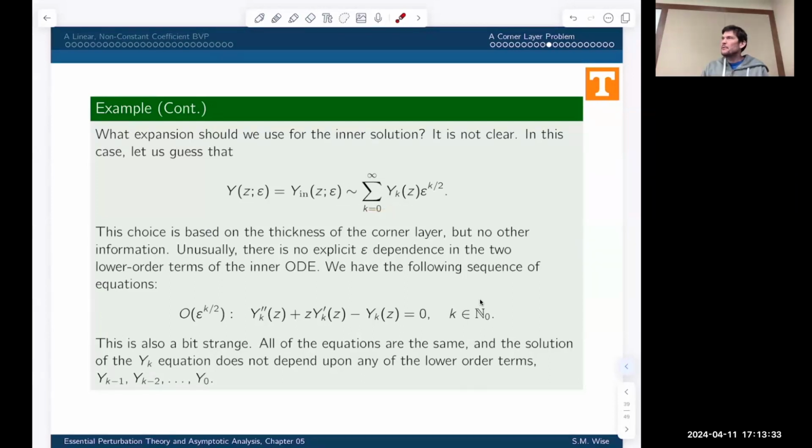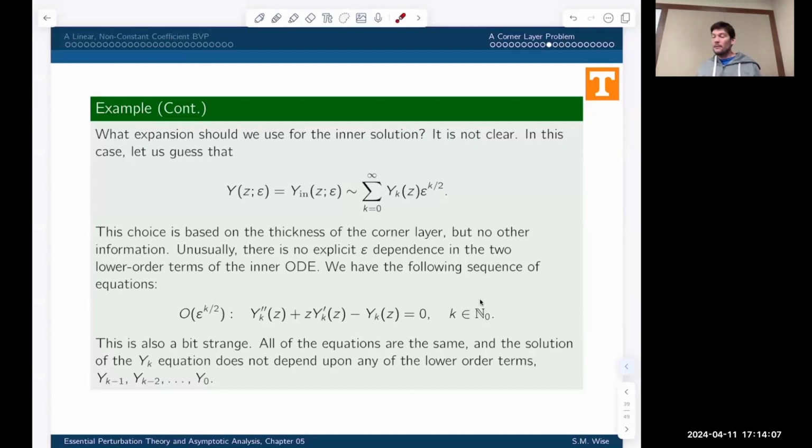Do we use integral powers of epsilon? Do we do powers of epsilon divided by 3? K over 3, K over 4? It turns out it's not clear, but let's make a guess. The guess is going to be based on the fact that our boundary layer thickness is order epsilon to the 1/2. So let's choose half integral powers of epsilon for our scale. Okay, half integral powers. Why? Because I don't know what else to choose.